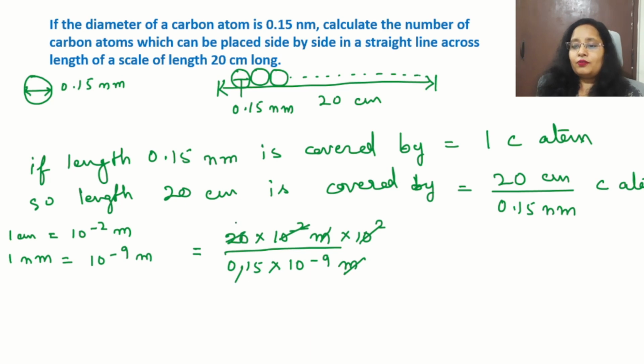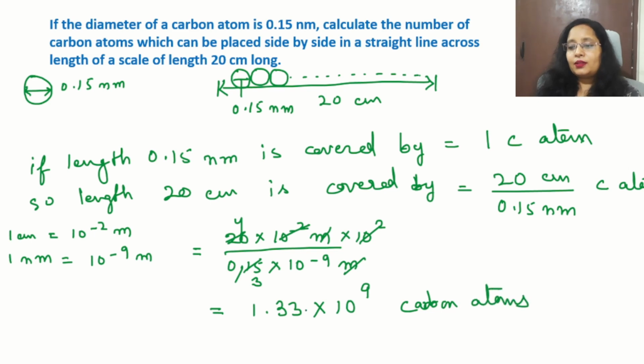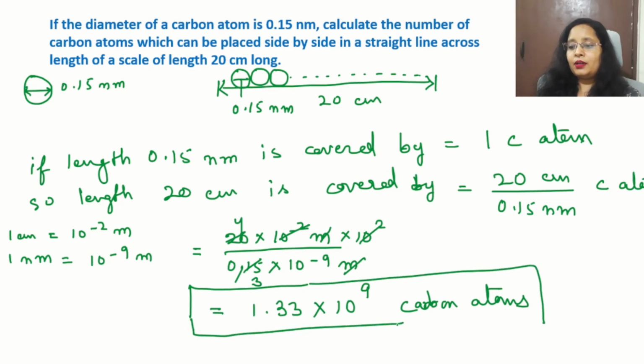So 5 4s are 20, 5 3s are 15. Now after dividing, 4 by 3, we will get the answer 1.33 into 10 to the power. Now here minus 9 in the denominator will go up and become plus 9, and this is the carbon atoms. This is our answer. Number of carbon atoms are 1.33 into 10 to the power 9 in the space of 20 centimeter.